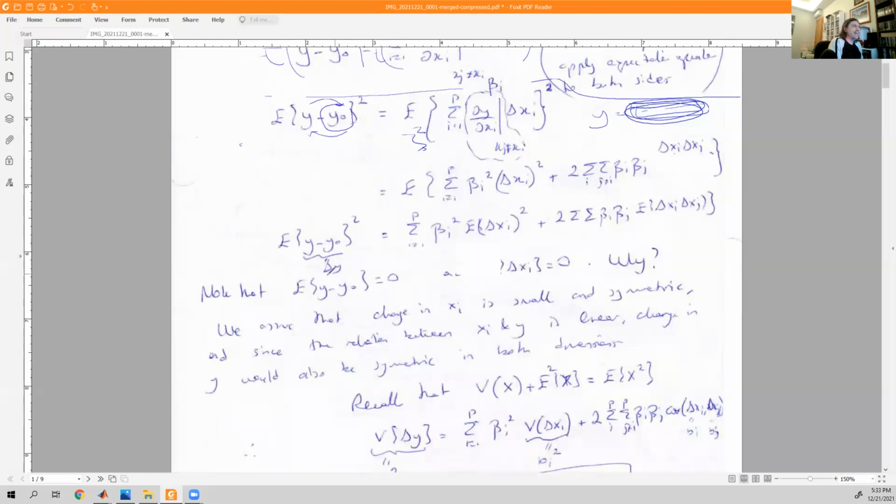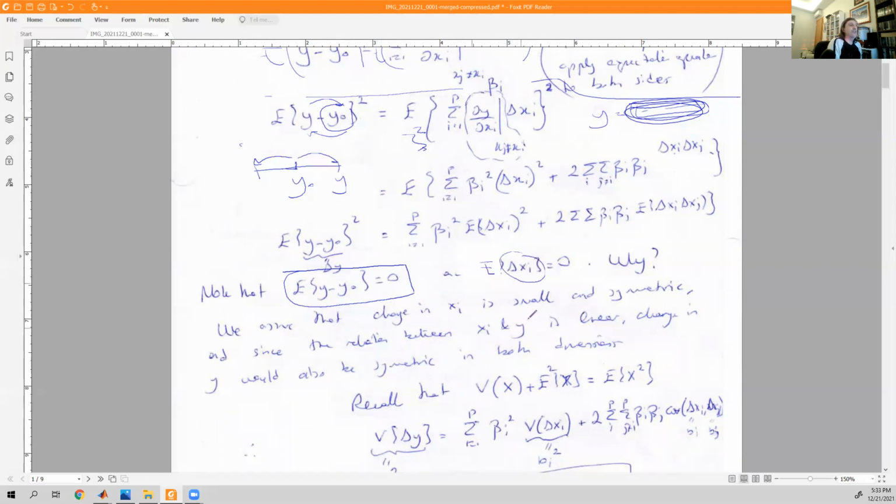We first note that the expected value of y minus y0 is equal to 0. The reasoning is like this. y0 is the measured value. Now we should think in terms of uncertainty. y is the uncertain quantity here, so it may be in both directions. Why is that so? Because delta x is in both directions.